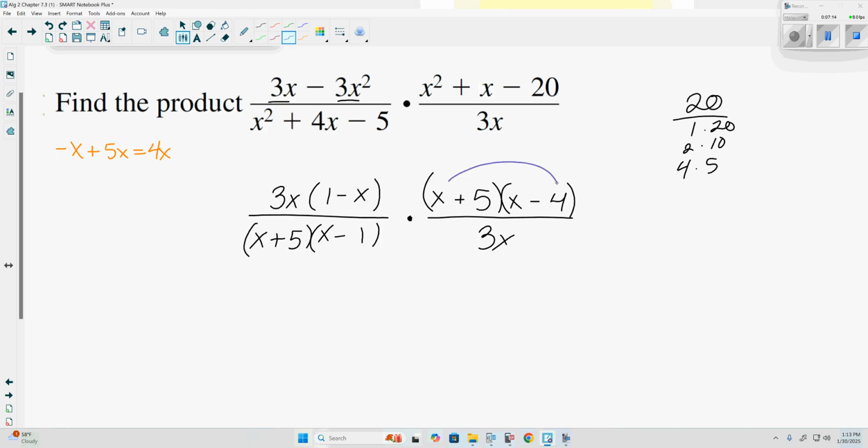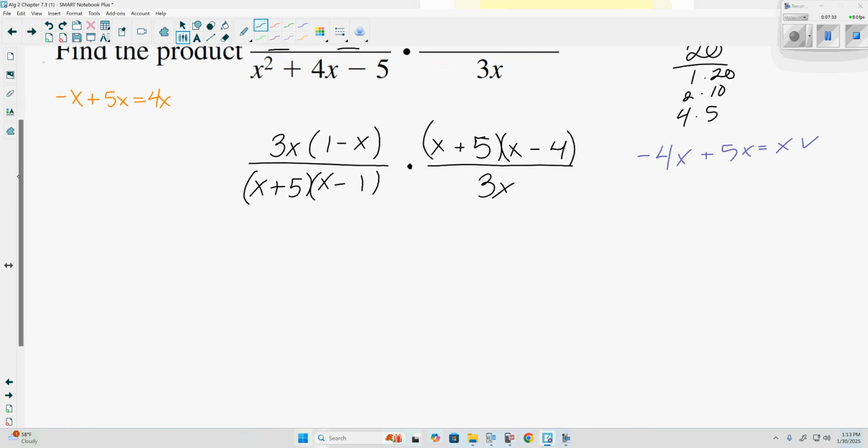And if we check this here to make sure, x times negative 4 is negative 4x. 5 times x is plus 5x, giving us the positive 1x that we wanted. So the first thing we'll do is multiply, but yes. Any questions on how we got to this point here?